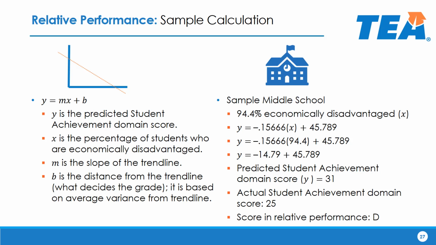So let's look at this sample middle school. At this middle school, 94.4% of its students are considered economically disadvantaged. We plug that number into the predetermined equation based on campus type, and when we do that, we discover that the predicted student achievement domain score is 31. That means, on average, in this example, middle schools that have 94.4% economically disadvantaged students had a student achievement domain score of 31. The actual student achievement domain score of this middle school was a 25. So their score in Part B, relative performance of the school progress domain, is a D.